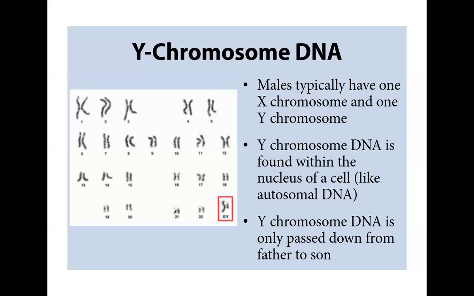The next type of DNA is Y chromosome DNA. Again, this looks at the other sex chromosome, the Y. Males have one X chromosome and one Y chromosome, as you can see in the little box there. The Y chromosome DNA is also found within the nucleus of the cell, just like the autosomal DNA, but it's only passed down from father to son.